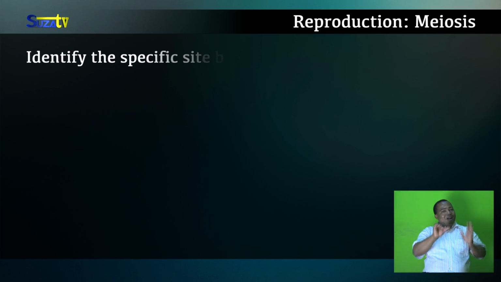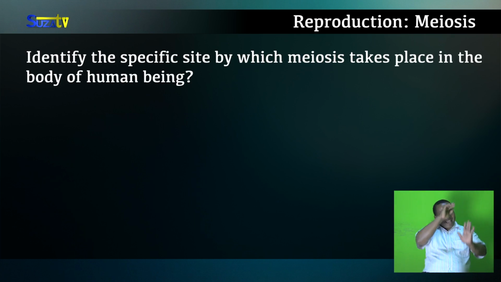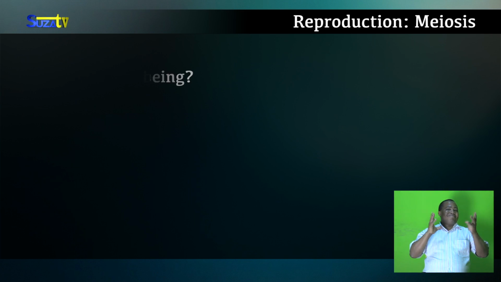My dears, try to answer the following question, please. Identify the specific sites at which meiosis takes place in the body of the human being. Yes? Try, please. Well done, Yasir, for good trying. Can we clap three for Yasir, please? Good, my dears.